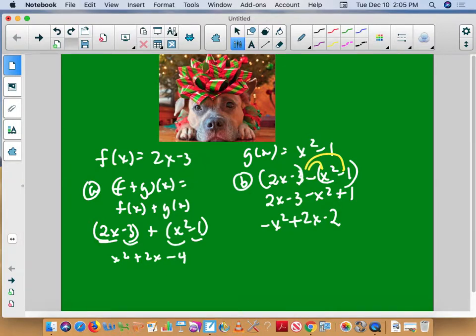So let me check my answer. It should be negative x squared plus 2x minus 2. It does not have to be written in that order. As long as yours looks just like mine, you could have 2x minus x squared minus 2. You could have those three items in any order as long as they have the correct sign.